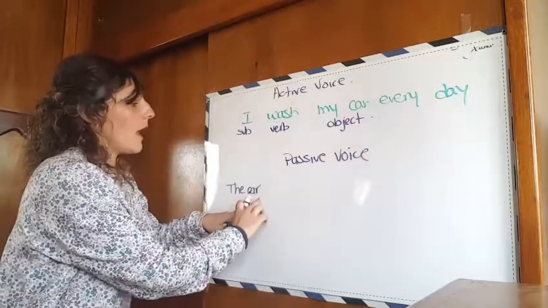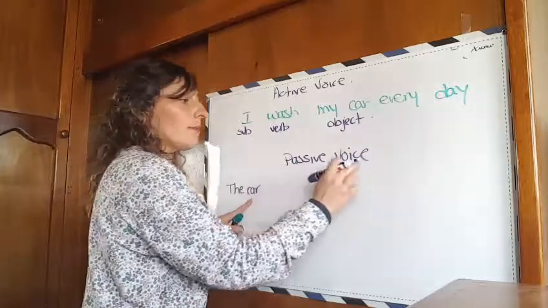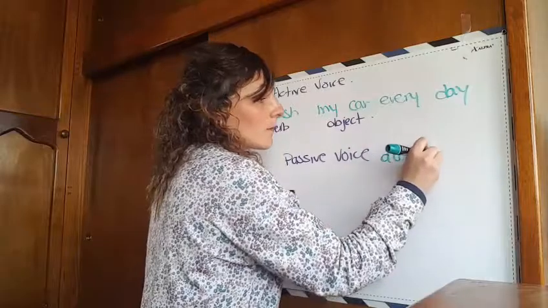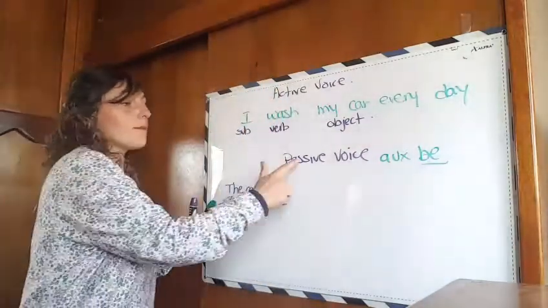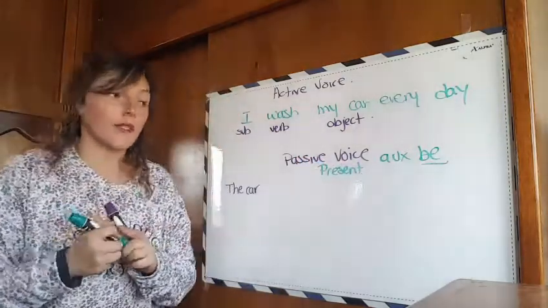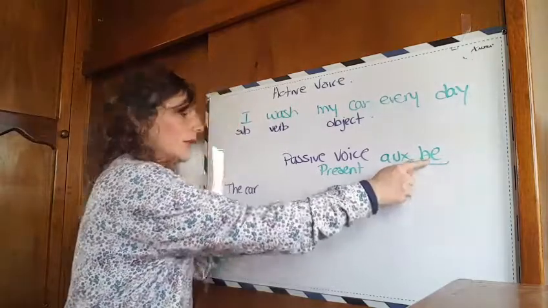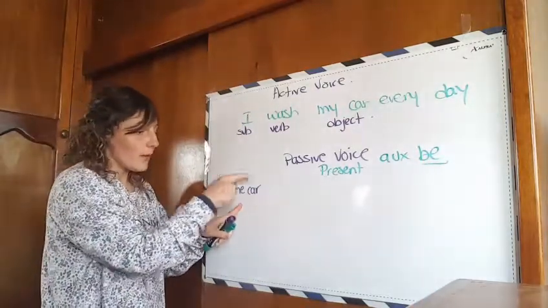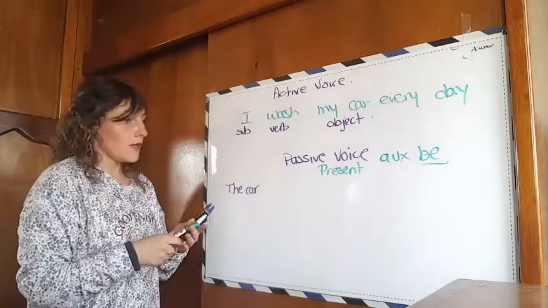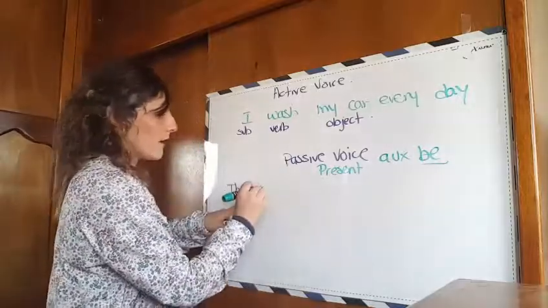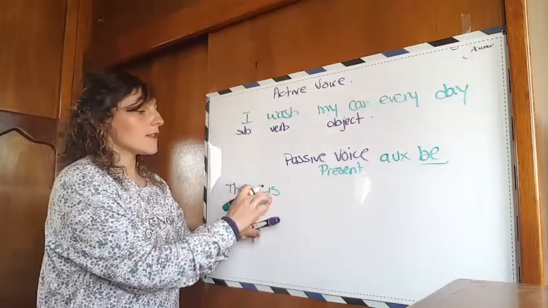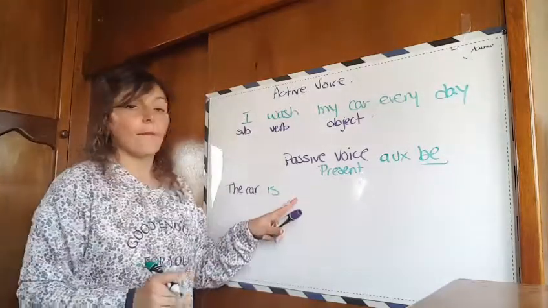Yes? Now, I need an auxiliary. For the passive voice, we always use the auxiliary to be. Now, because this is passive voice in present, it's important that I conjugate the auxiliary to be according to the person or the subject here, and in present. So the car is, right? Now this auxiliary is going to help me conjugate my verb.